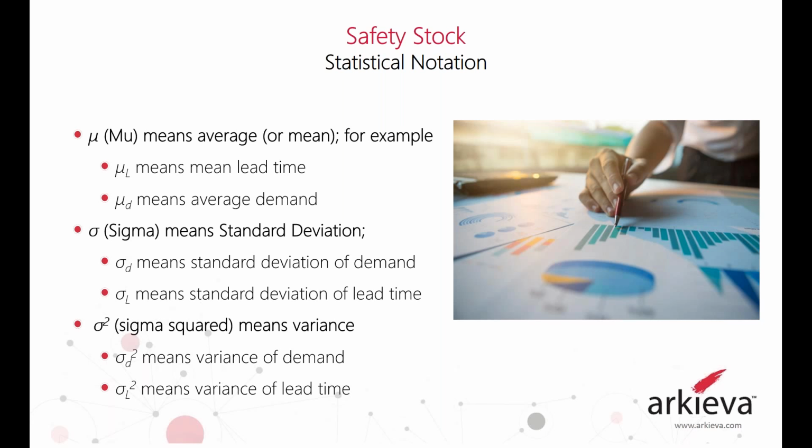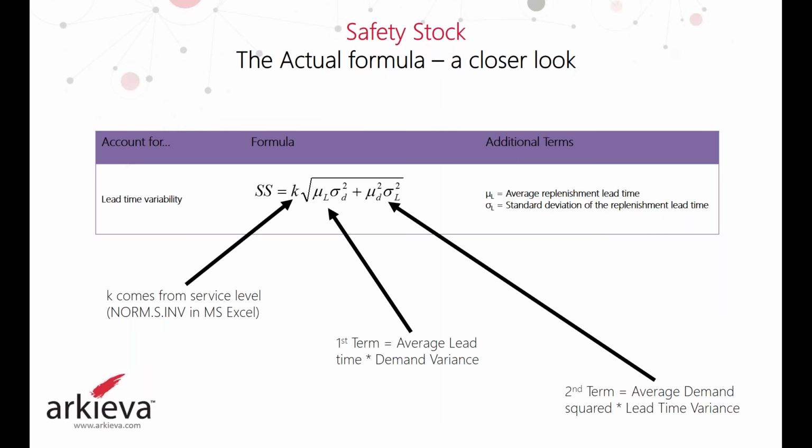If we use the letter D after it, we are using it for demand. Sigma is standard deviation. Again, D and L have the same meaning, demand and lead time. Sigma squared is variance. So sigma and sigma squared measure the variability, mu measures the average. With that knowledge, let's look at the actual safety stock formula.